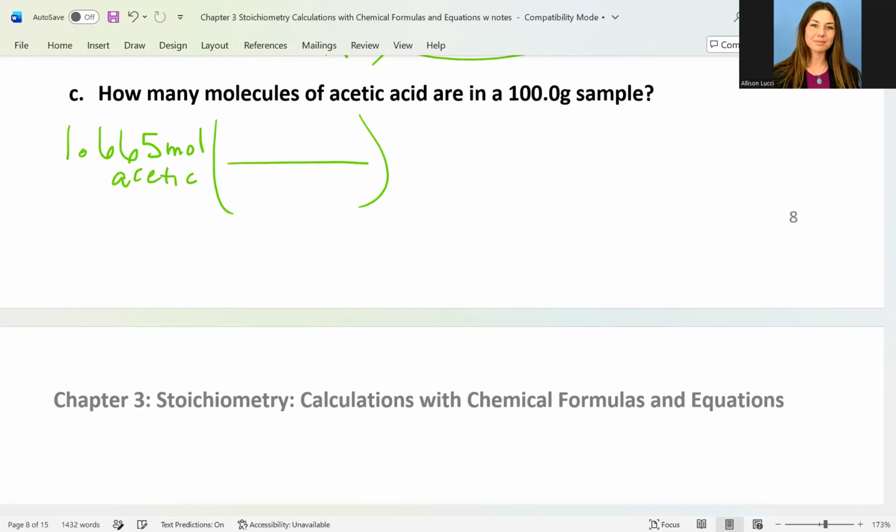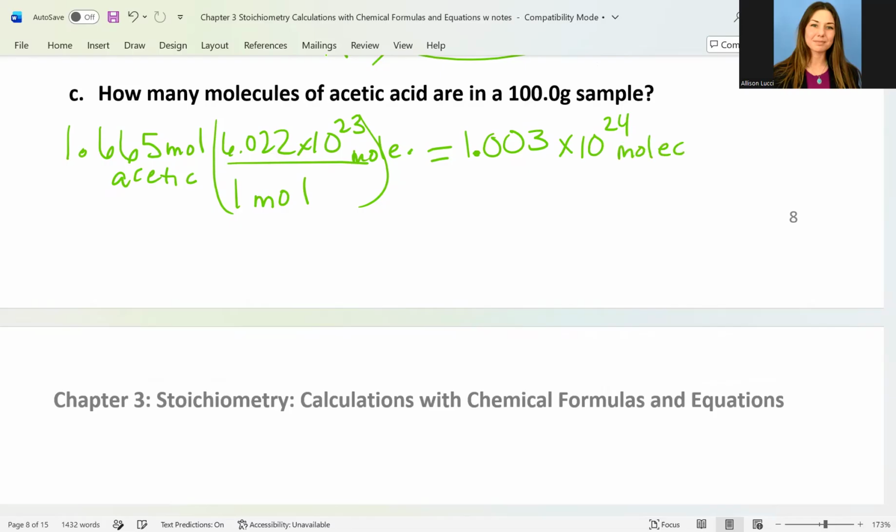Well, I know that in 1 mole, I have Avogadro's number, 6.022 times 10 to the 23rd molecules. So I'm going to multiply 1.665 by Avogadro's number, and that will give me 1.003, again, we can retain 4 significant figures, times 10 to the 24th molecules. So these are acetic acid molecules now.